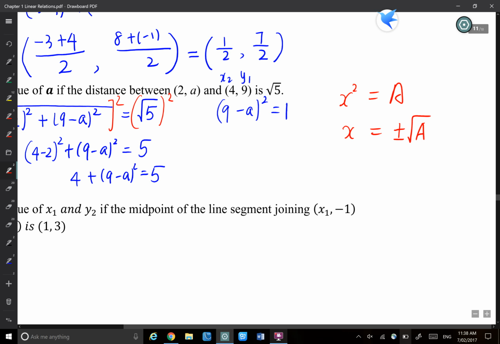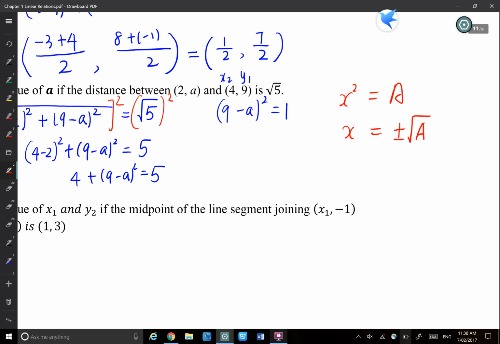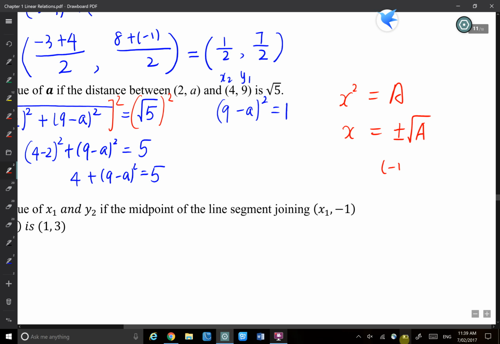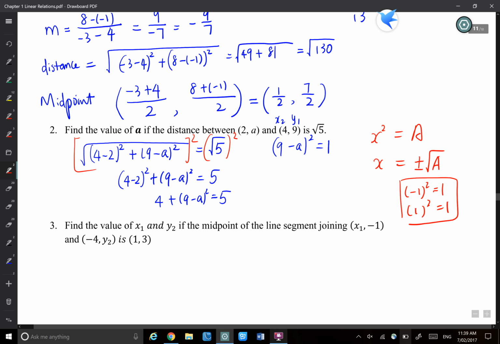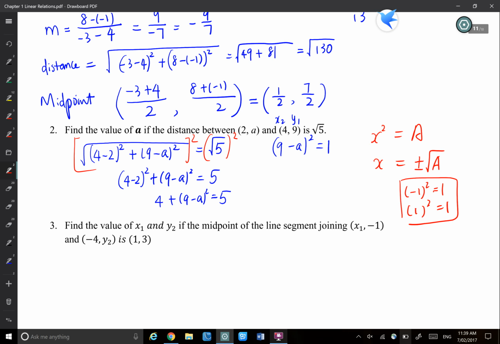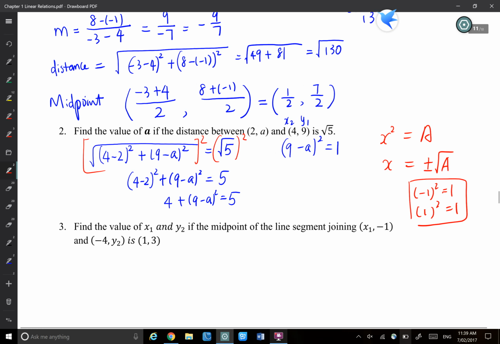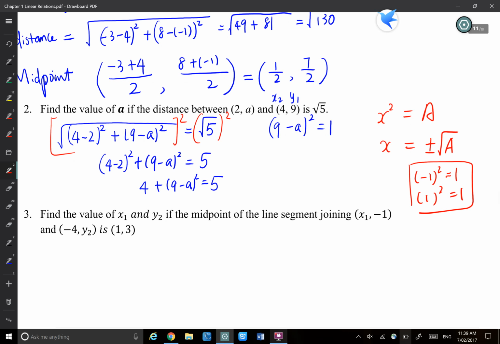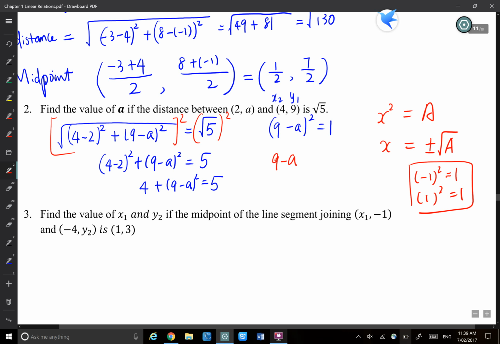So I can have the positive of that value squared and the negative of that value squared. They will give you the same number because the negative sign disappears after you square it. So -1 squared gives 1 and 1 squared gives 1. So x squared equals A, your x needs to be plus or minus square root A. Now I can treat 9 minus A as the capital A. So 9 minus A will equal plus or minus the square root of 1.